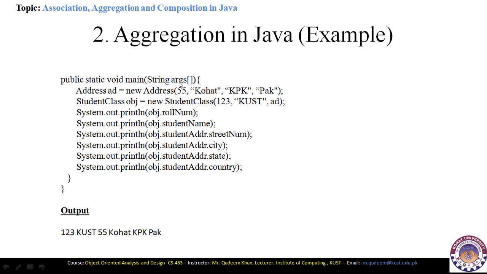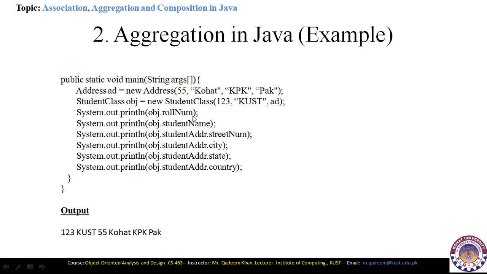This is the public static void main function. Here we have called the constructor of the Address class: 55, Kuwait, KP, Pakistan. Here we have provided the set of attributes or parameters in the parameterized constructor. Now Student class obj = new Student class, which is also a parameterized constructor of the Student class: 123, KUST, ed. Now ed is the object of the Address class. Here we have passed this object ed in the parameters of the Student class. So this will create the has-a relation.